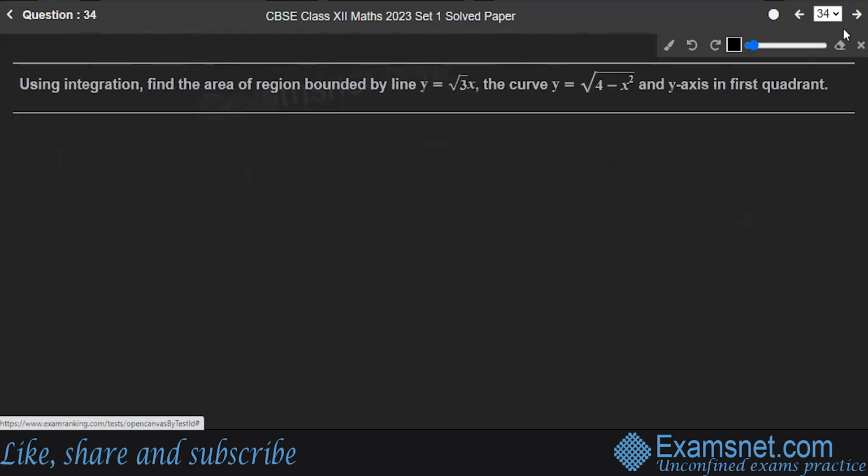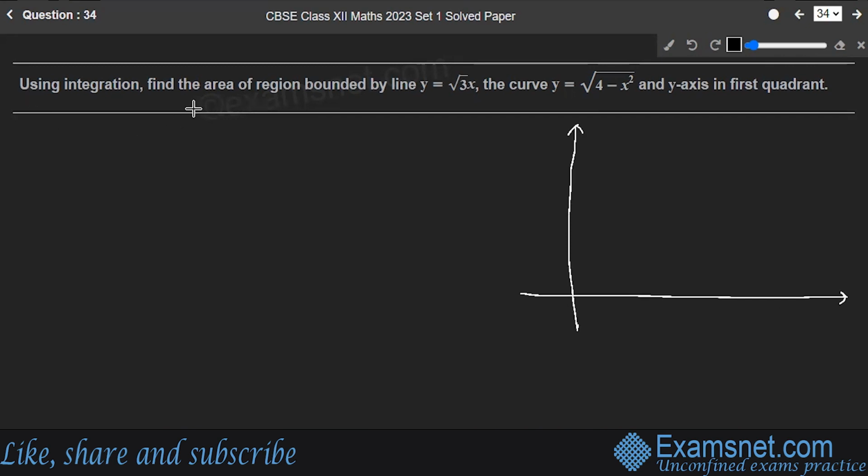Let's move to the next question, number 34. Using integration, find the area of the region bounded by the line y equal to root 3x and the curve y equal to root of 4 minus x square, and the y-axis, in the first quadrant. First of all, let's make the figure to understand the problem.